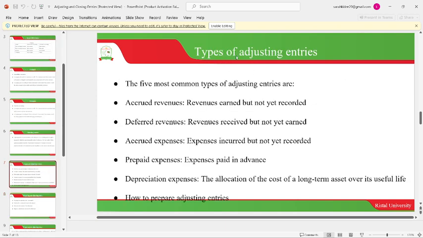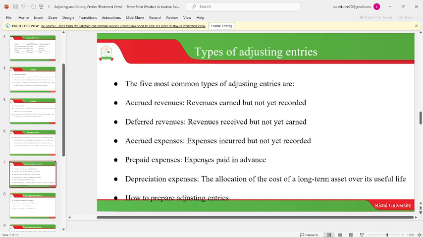So let's look at the types of adjusting entries. The five most common types are: accrued revenue, which is revenue earned but not yet recorded. Then we have deferred revenue, which is revenue received but not yet earned. We have received the revenue but we have not yet earned it. Then we have accrued expenses, which are expenses incurred but not yet recorded. We have incurred the expense but we have not yet recorded it.